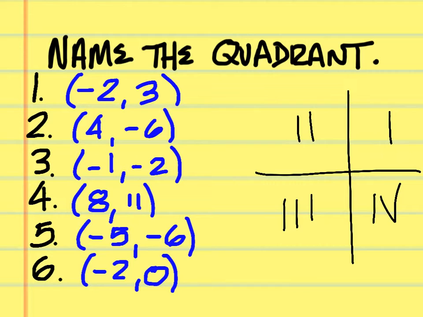Collins, the fifth one, -5, -6. If I go back, which is to the left, I'll go back 5 and then down 6. Where am I at? The third one, right. And then the last one, -2, 0, is going to go to Cornwell. It doesn't have a quadrant. That's right, it doesn't have one, or it's just none.